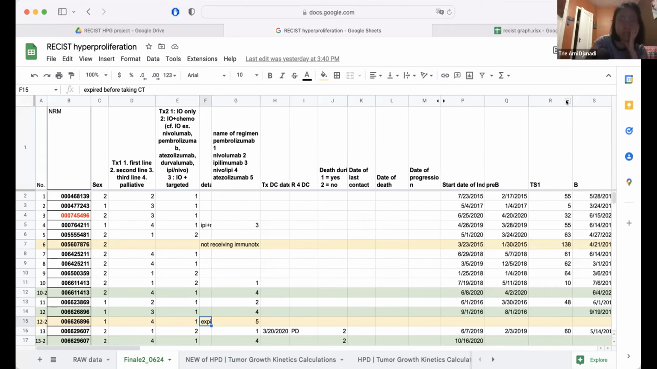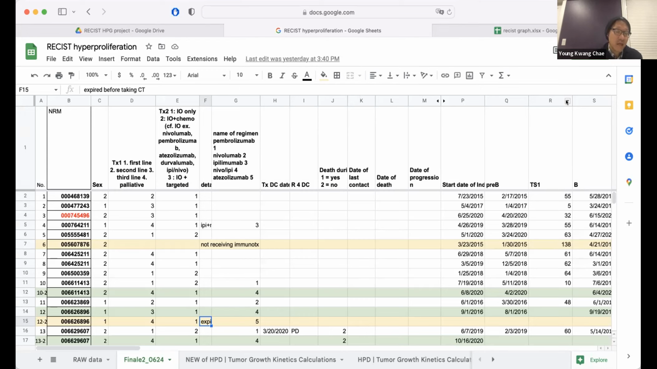I think it's good to add new lesions and show the difference, at least in our cohort, what that would be, and really claim that this is a better way to assess hyperprogression. Not progression, but hyperprogression.